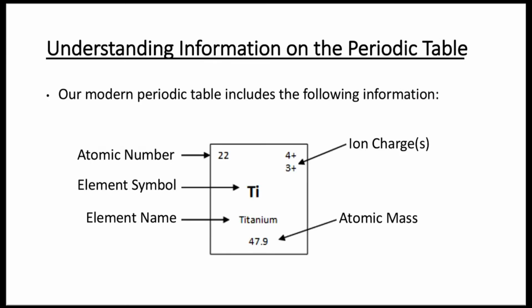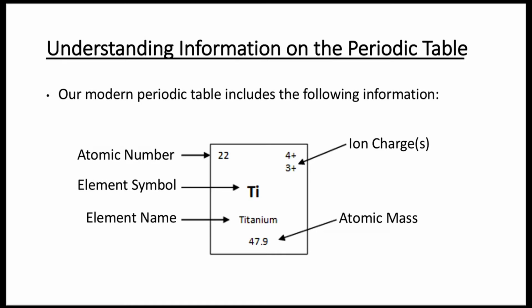So another review of just understanding the information from the periodic table. For today's lesson, you're going to be using the periodic table a lot, so it's important that you understand how to read it. So again, our modern periodic table includes the following information. The 22 in the corner represents the atomic number. The element symbol, Ti, is for titanium. The element name, titanium. The atomic mass is 47.9 for titanium. And the ion charges, in this case, because it is multivalent, are 4 plus and 3 plus.